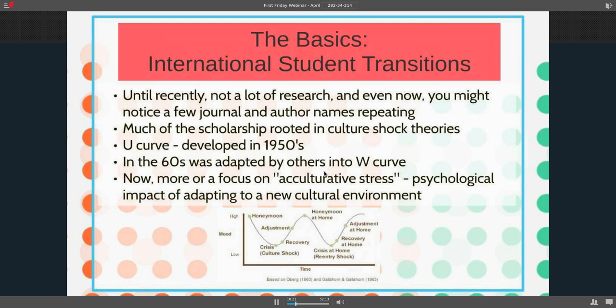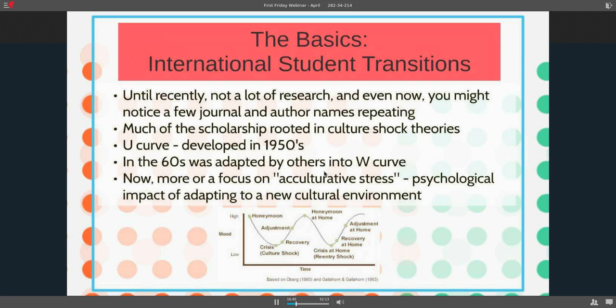Okay, so looking at international student transitions, until recently there hasn't been a lot of research, and even now you might notice names repeating a little bit when we're looking at our references sheet or as we go through the presentation. A lot of the scholarship in this idea of culture shock is rooted in research from the 1950s and 60s that was actually developed to talk about anthropologists from Western institutions who were going and studying in the field.